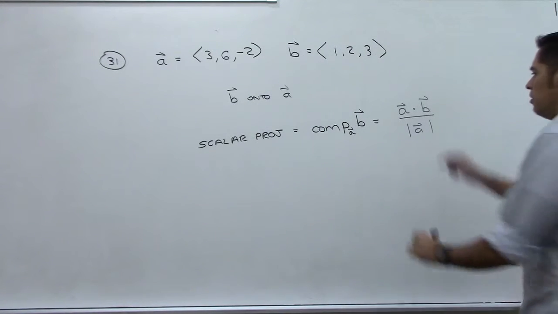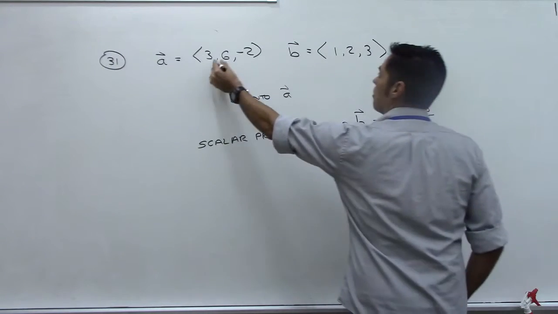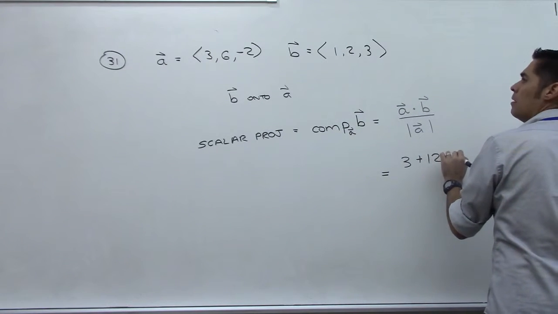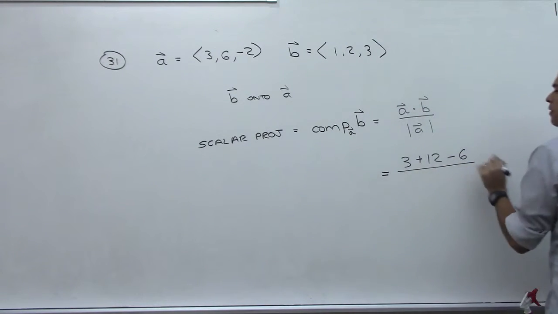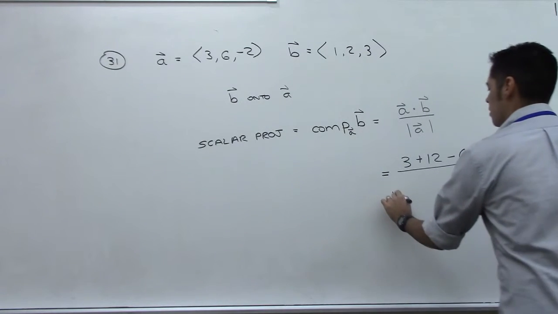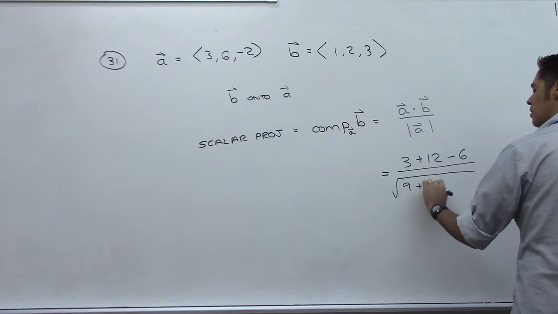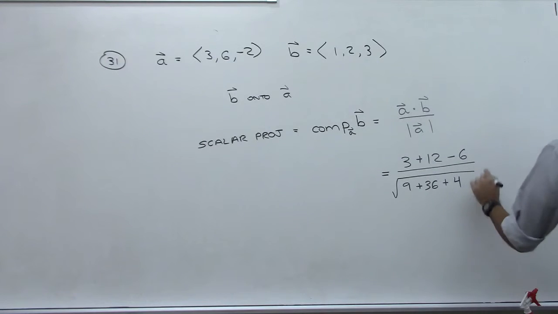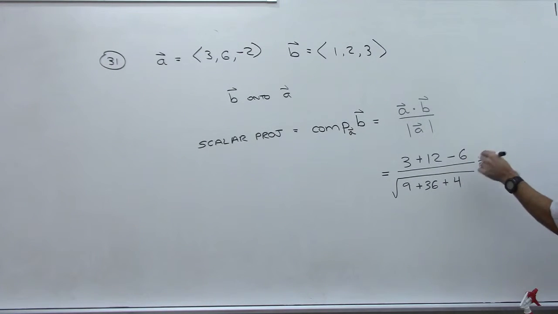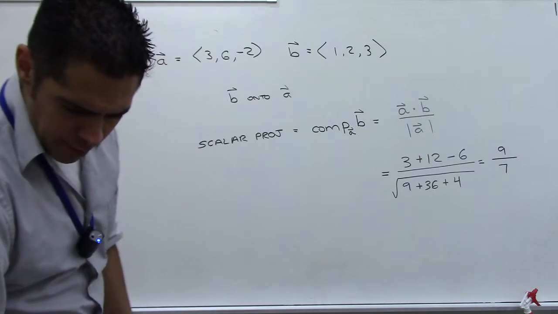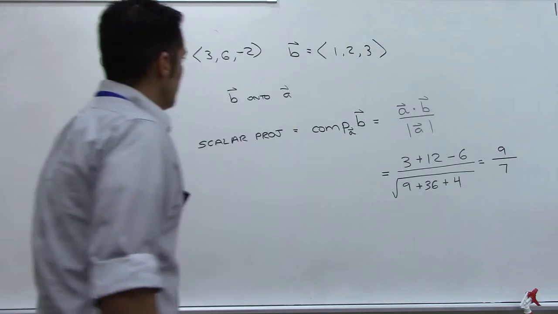So we need to dot these two. You get 3 plus 12 minus 6 over the magnitude of A, which is the square root of all the components squared, so 9 plus 36 plus 4. So you have 9 on top, and on the bottom 49, and the square root of 49 is 7. So 9/7. This is for 31. All right, and that's it.